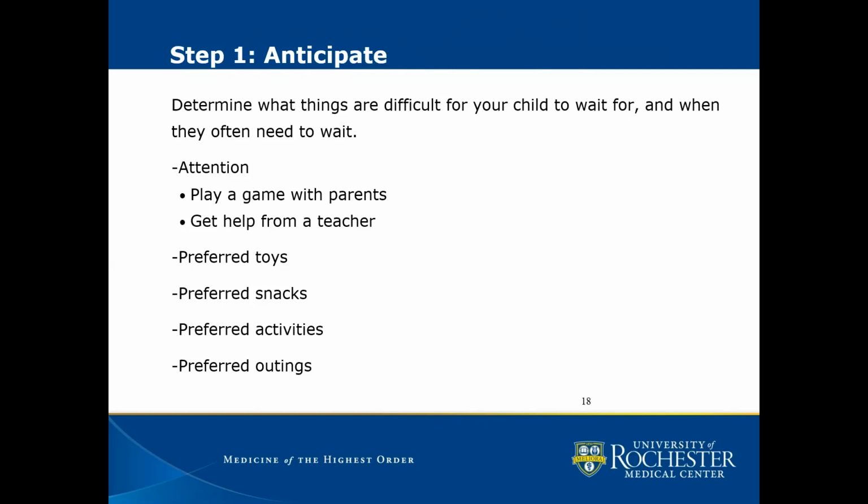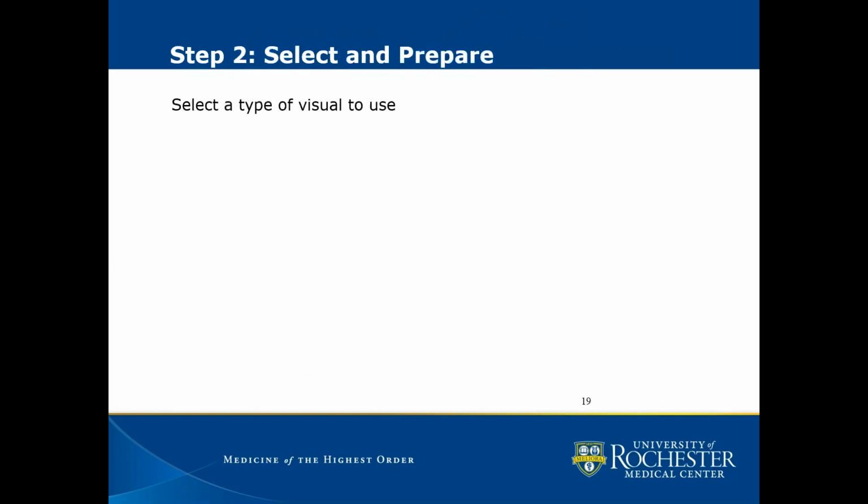Now, step one is, again, you need to anticipate what things are difficult for the child to wait for and when they often might need to wait. This could be for attention, playing a game with parents, getting help from a teacher, preferred toys, preferred snacks, activities, outings, whatever the case may be. Anticipation is always where we start, because if you can nip it in the bud by just being prepared, that's well over half the battle.